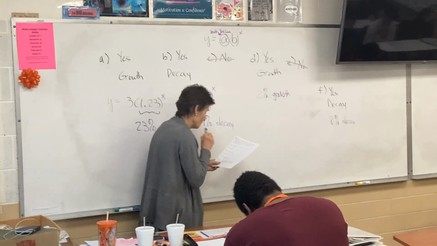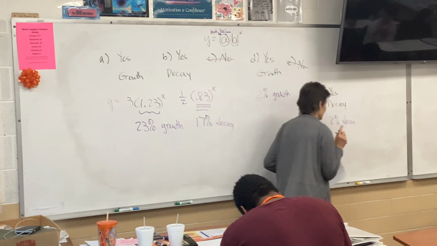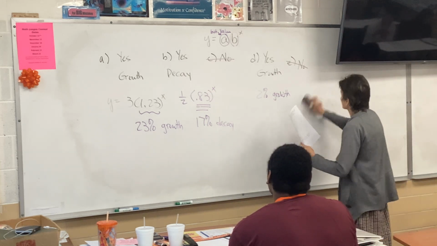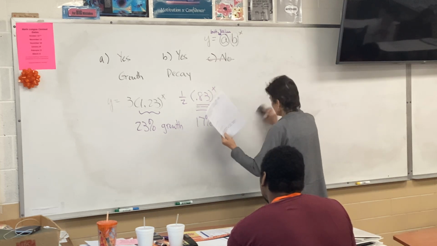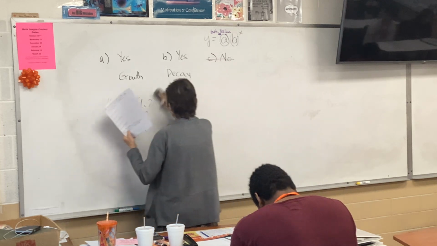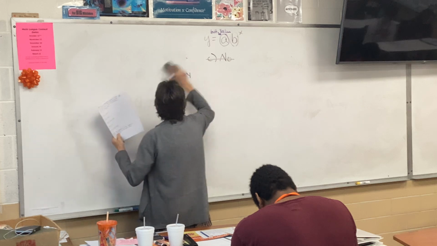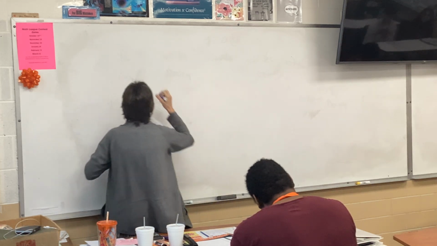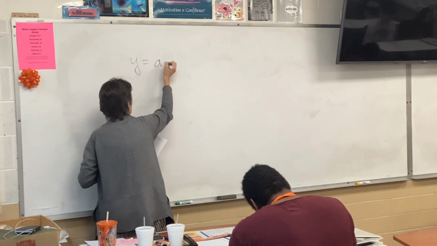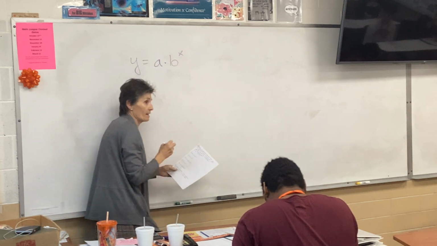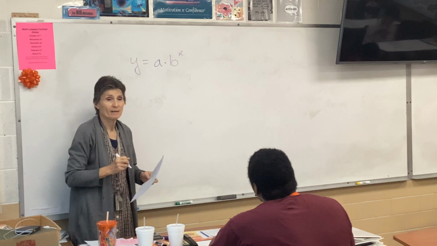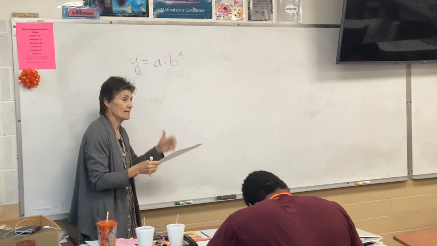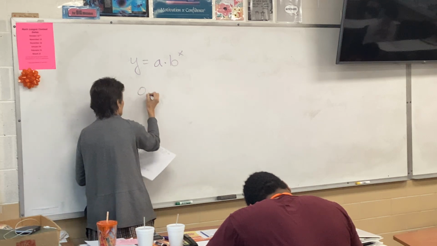All right, number 2. Now we're going to write the equations of some exponentials. So that means our goal is y equals a times b to the x. That is what an exponential looks like. So when it says write the equation, that's what we're gonna do. That's what we're shooting for.